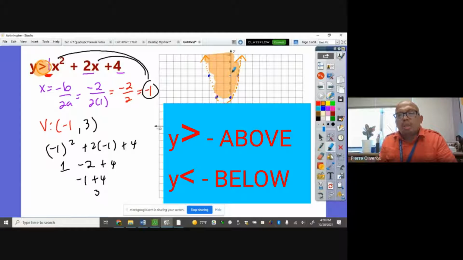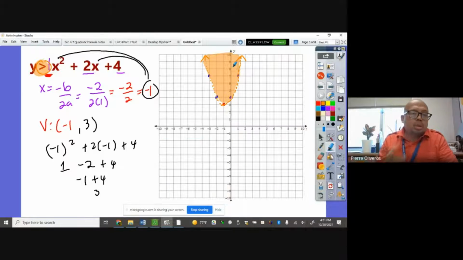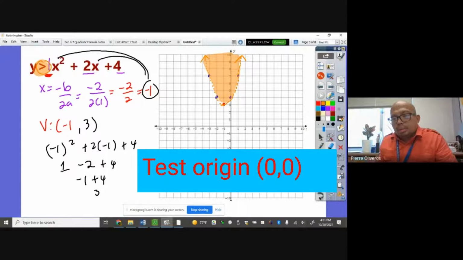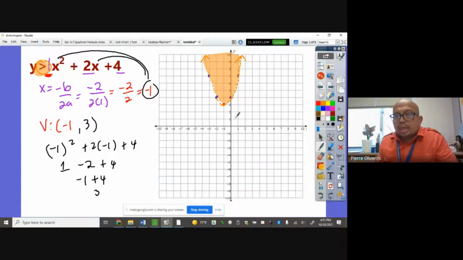What if we don't remember this one? How do we know which one to shade here? Remember, first, we're doing the shading because it's an inequality. But how do we know? Okay, let's say we do not know that's the correct answer. Pick the origin. It's always the simplest one. The origin has 0, 0 there.